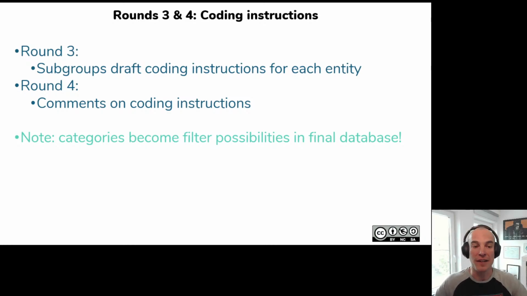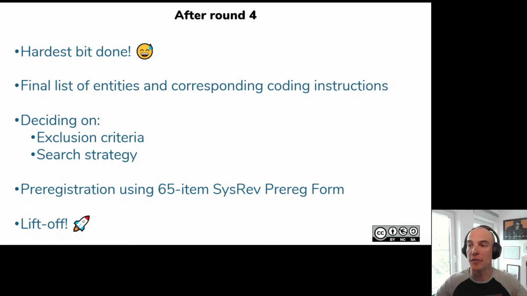Well, and then basically we can move towards the last bits. So then we can think about the exclusion criteria and the search strategy. Those are considerably easier once we know what we actually want to extract. And then we pre-register, and then we can start.